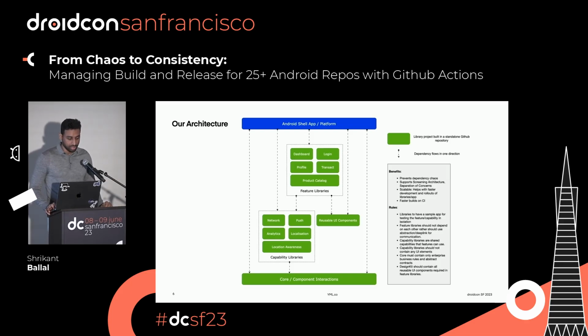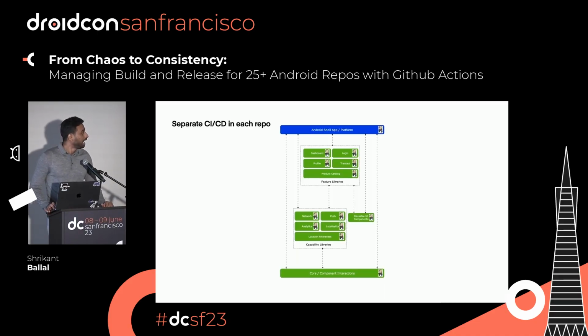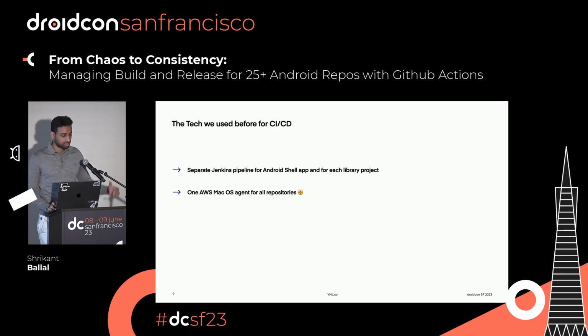So the previous CI/CD setup that the client had was Jenkins. We had implemented a Jenkins pipeline in each of the repositories. Some of the repositories were not even using CI/CD. It was difficult because there was just one AWS macOS machine to build pull requests, releases, main branch, everything for all libraries. And the shell app was also using the same macOS agent.